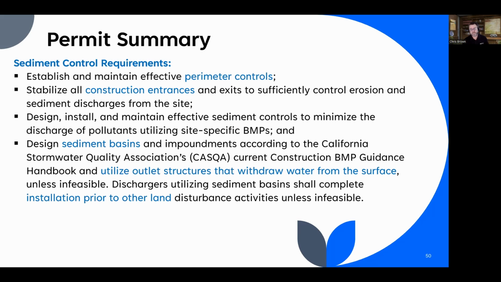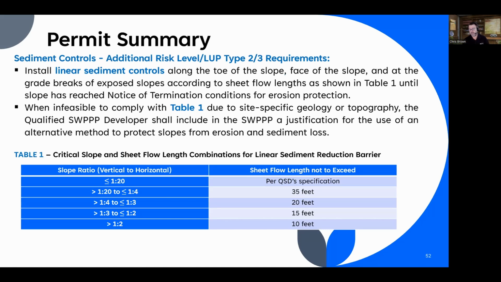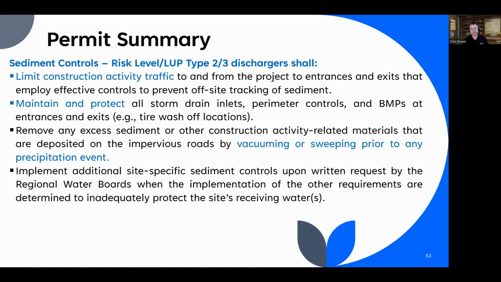Perimeter controls, stabilized construction entrances, basins, where per CASQA's guidelines, the water's got to be sucked off the top using a skimmer. They want people to track walk the slopes now in active areas of construction at the risk level and LUP type 2 and 3 projects. So this is a big thing. The linear sediment controls, the intervals have been updated. Remember, it used to say 10, 15, or 20. So now they've included these categories for less steep slopes.